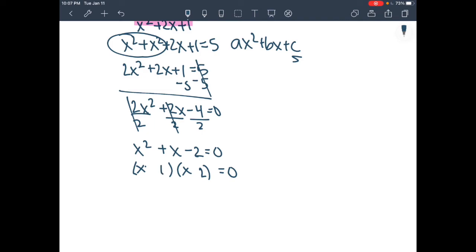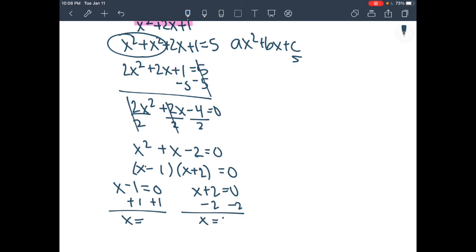We want it to be a positive 2 and a negative 1 because 2 minus 1 is positive 1, and then 2 times negative 1 is negative 2. So then I'm going to split it up into x minus 1 equals 0 and x plus 2 equals 0 and solve both of them separately. This is telling me that if I were to look at the graph, the circle and line are going to hit twice because I'm getting two separate answers here.